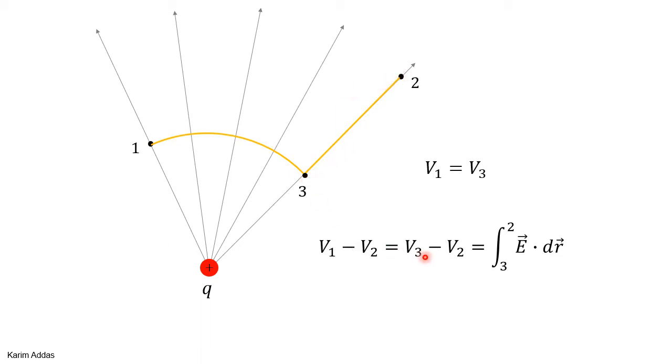It'll be exactly the same as the potential difference between point 1 and point 2, because the potential at every single point here is the same. So basically then what we're after is the potential difference between point 3 and point 2 along this radial line going outwards. And that makes the derivation a bit easy to do.